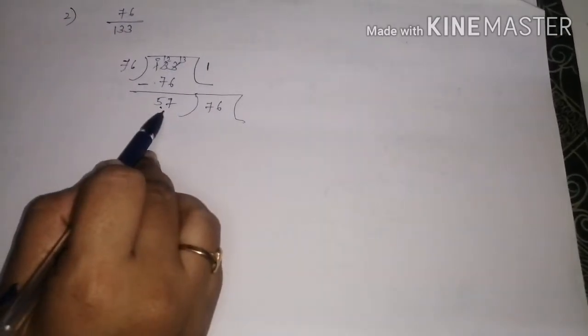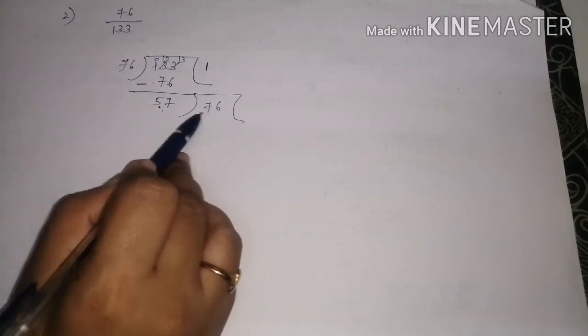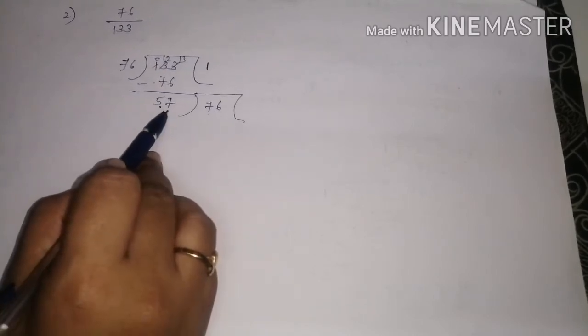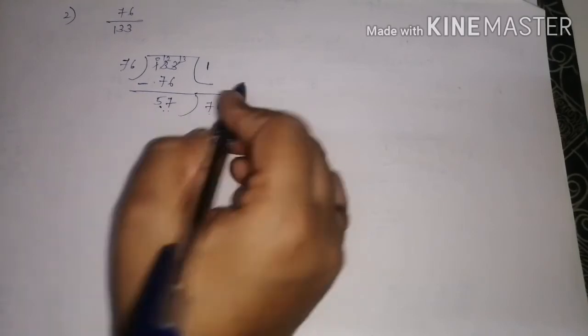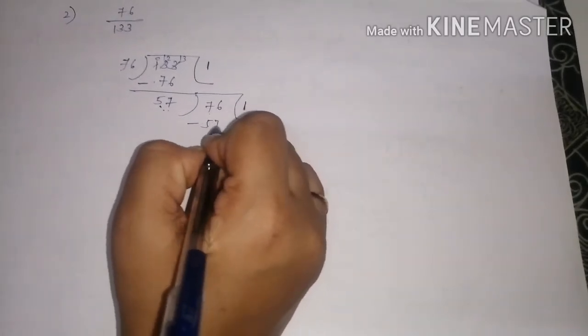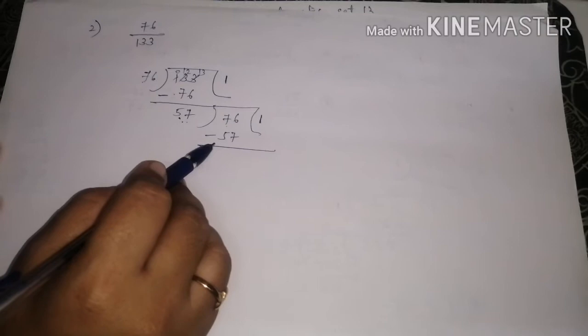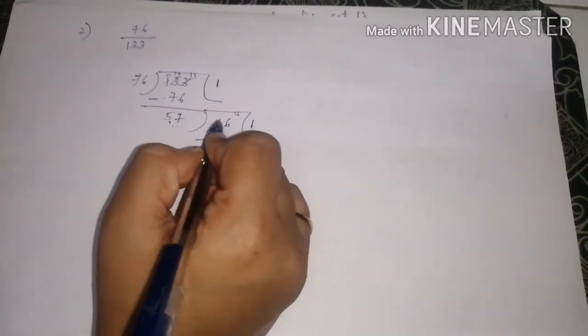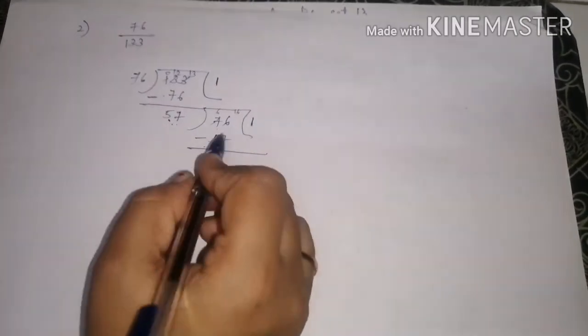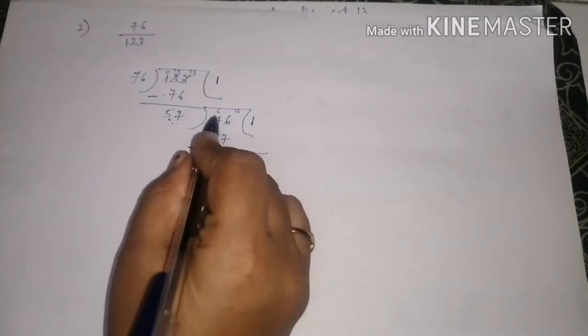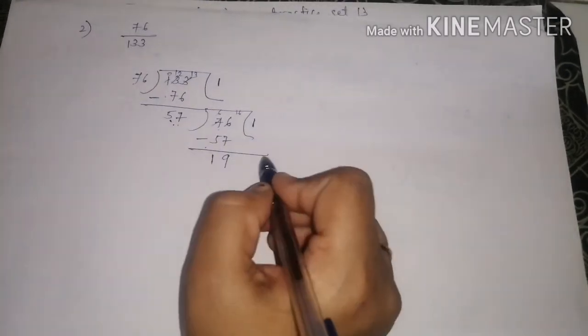Now again, you have to check the 57 table, nearest to 76. 57 ones are 57, 57 twos will be more only. So 57 ones are 57 only. So subtract this, 76 minus 57. Here it will be 16, here it will be 6. 16 minus 7 you will get 9, and 6 minus 5 you will get 1.